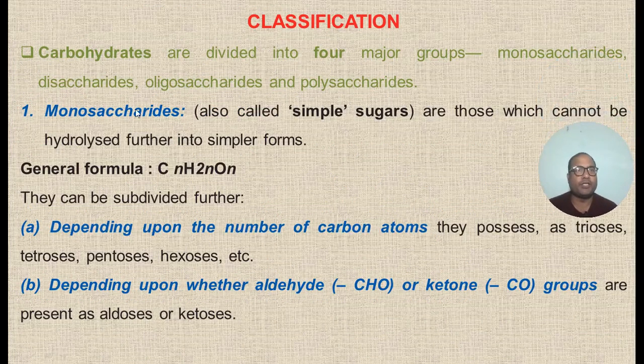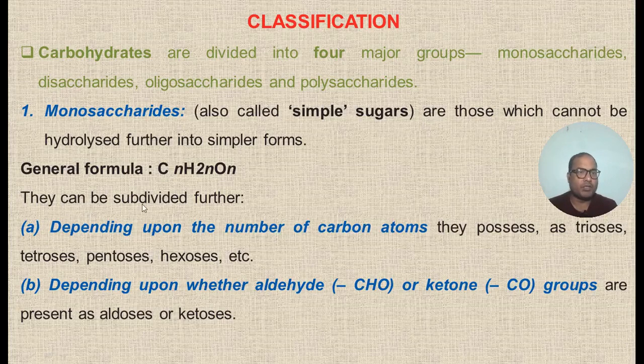Classification of carbohydrates. Carbohydrates are divided into four major classes: monosaccharides, disaccharides, oligosaccharides, and polysaccharides. So monosaccharides, also called simple sugars, are those which cannot be hydrolyzed further into simpler forms. The general formula is CnH2nOn, meaning hydrogen is twice the number of carbon, and the oxygen is the same as the number of carbon.